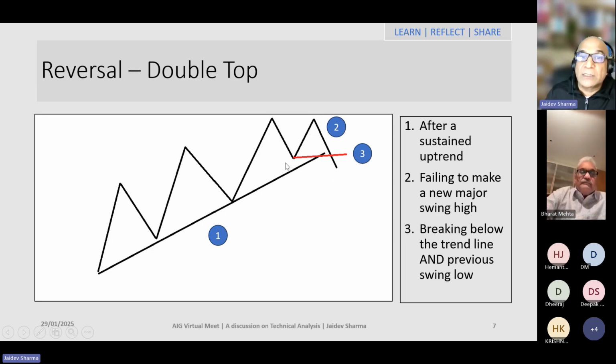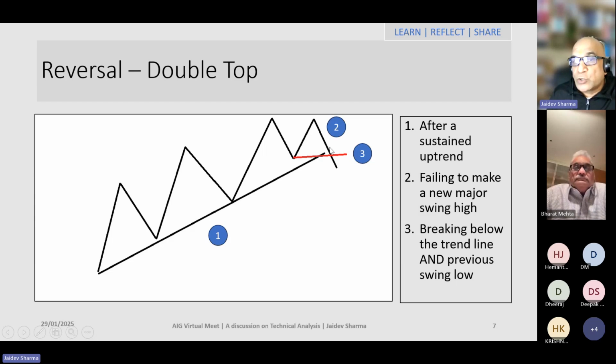But this particular pattern is broken, and what you should do is, if you are already in a position, then at this point you should start thinking about taking your losses. Again, this will not fall like a rock. After falling, it might go back a little bit and then give you a chance to get out at this level.